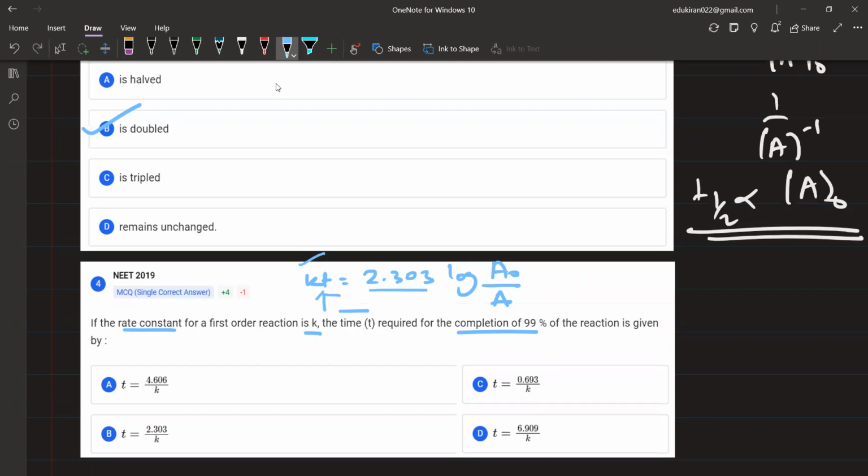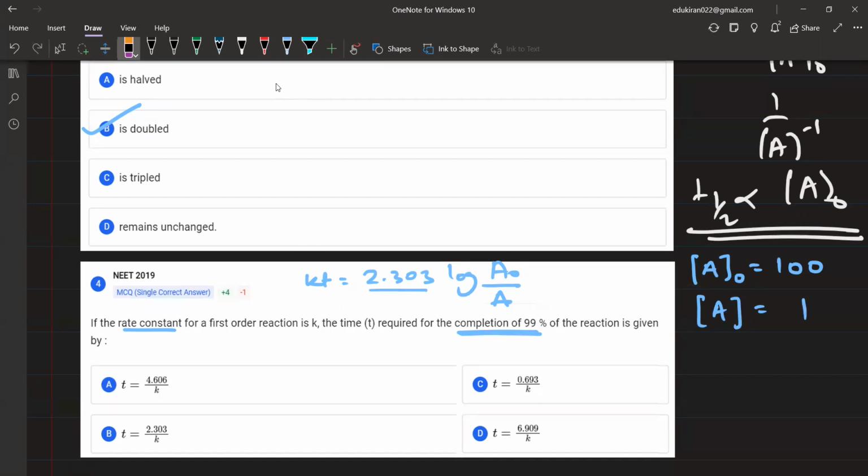They're asking what is A naught and what is A. That information is given here: for the completion of 99% of the reaction. 99% complete हुआ, इसका मतलब A naught is equal to 100 और 100 में से 99 react कर चुका है. That means A will be equal to 1. So you plug in those things.